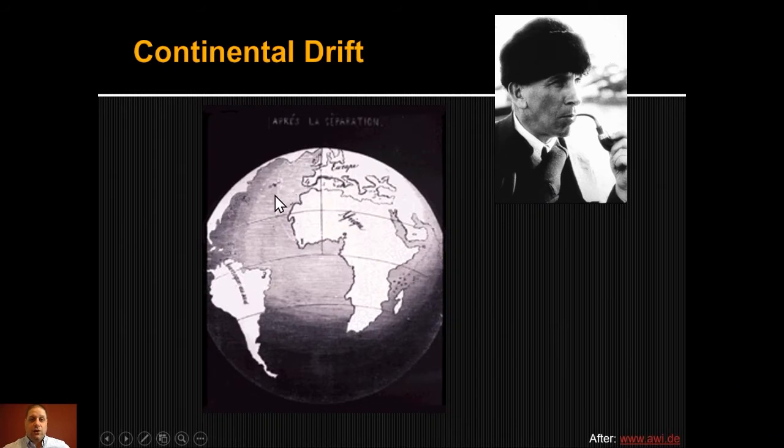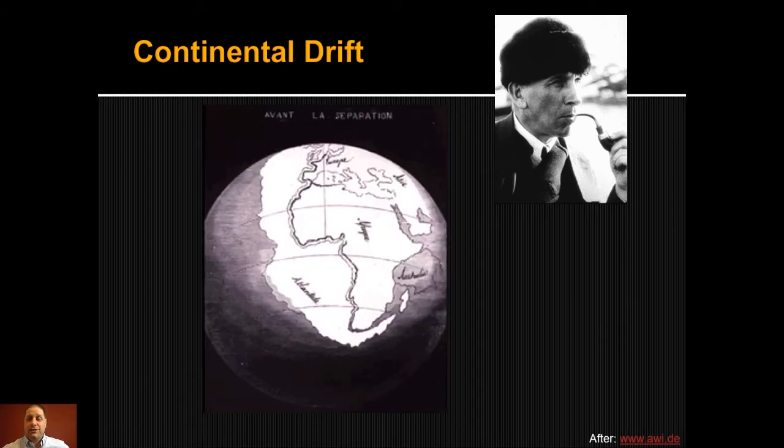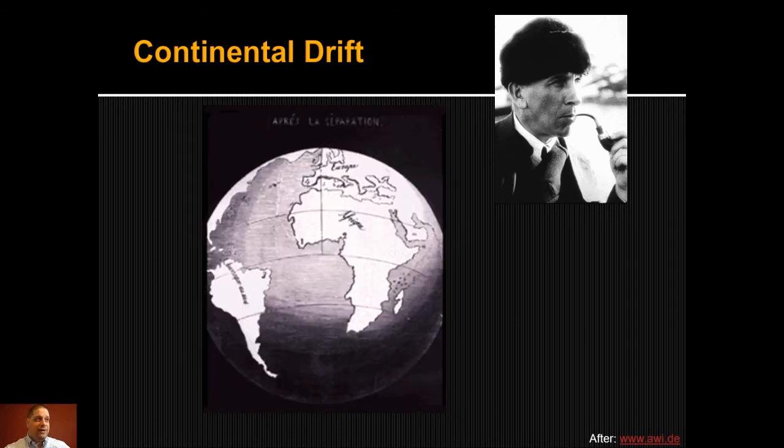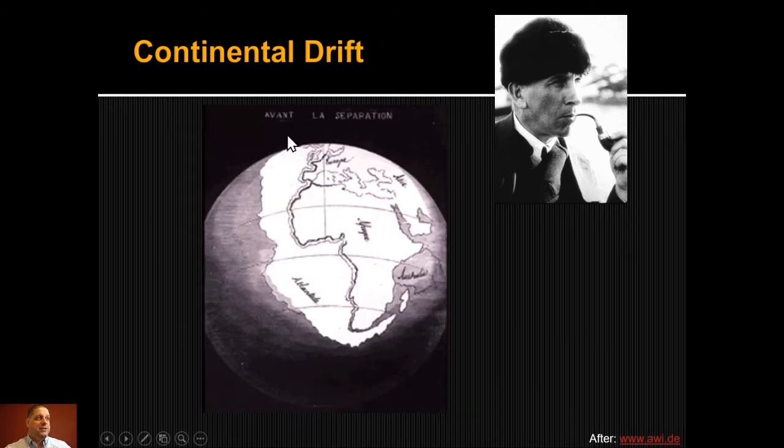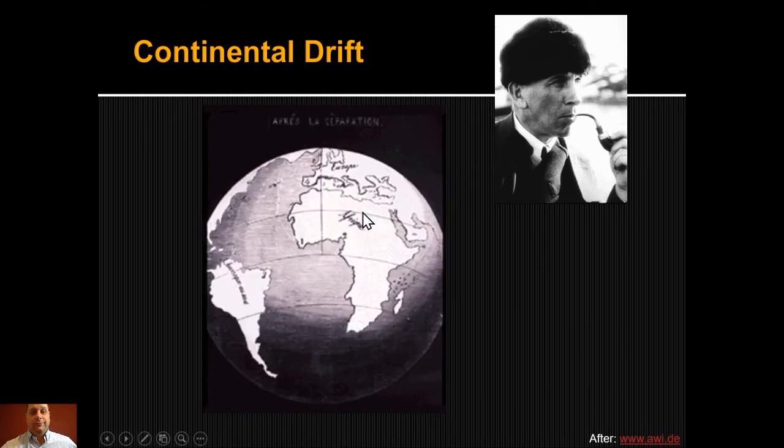So the Atlantic Ocean is here, and at one point, what Wegener is saying is that the Atlantic Ocean did not exist. The Atlantic Ocean had a birth. It's still around today, so it had kind of a life cycle. So this is before the separation, and then after, right?